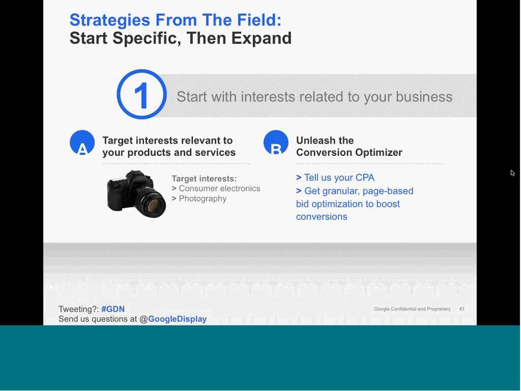So how do you figure out which interest categories to target? Let's walk through this because I've seen that picking the right categories is really the foundation of performance with this targeting. The first place to start is to target interests that are directly related to your products or services. For the direct response advertisers that I've worked with, a good strategy is to build up conversion volume on interest categories and then use Conversion Optimizer to automate performance.